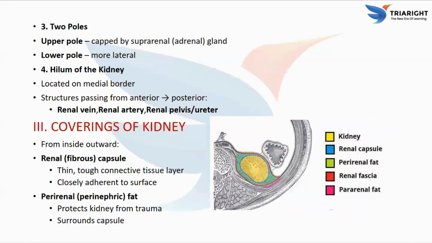So next, coming to the poles of the kidney. There are two poles of the kidney. Each kidney has an upper pole and a lower pole. What about the upper pole? This is located towards the head.